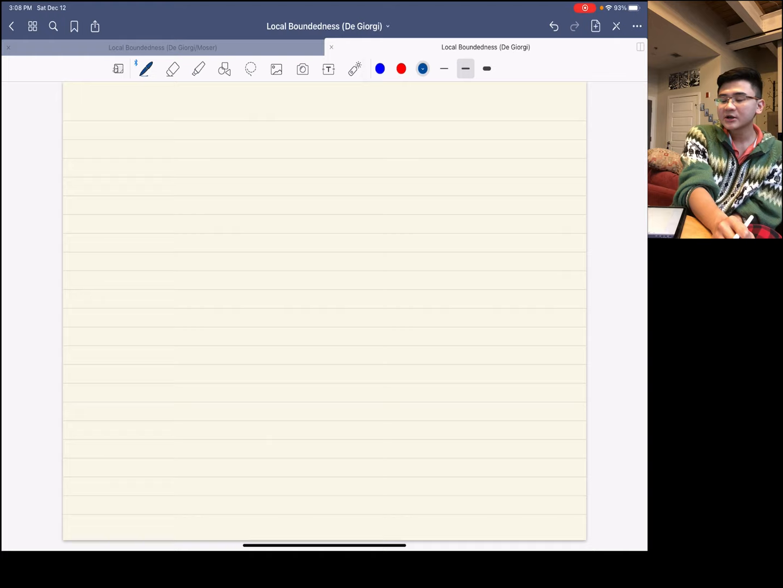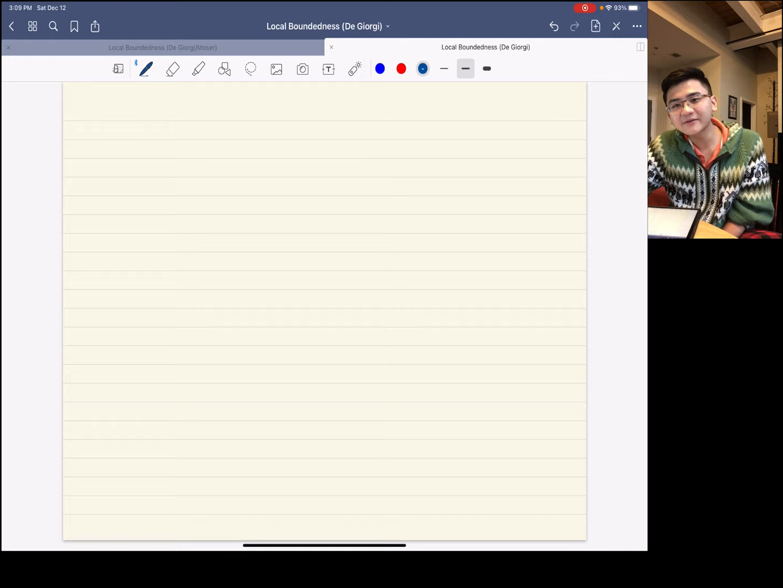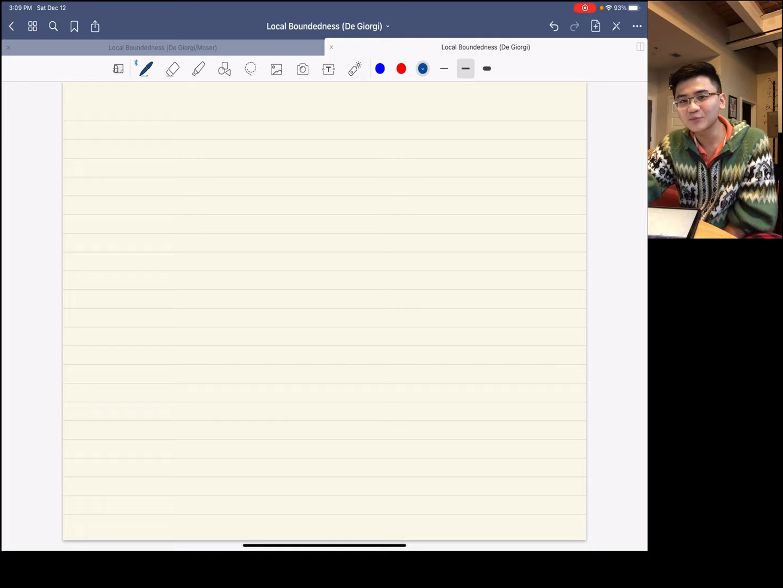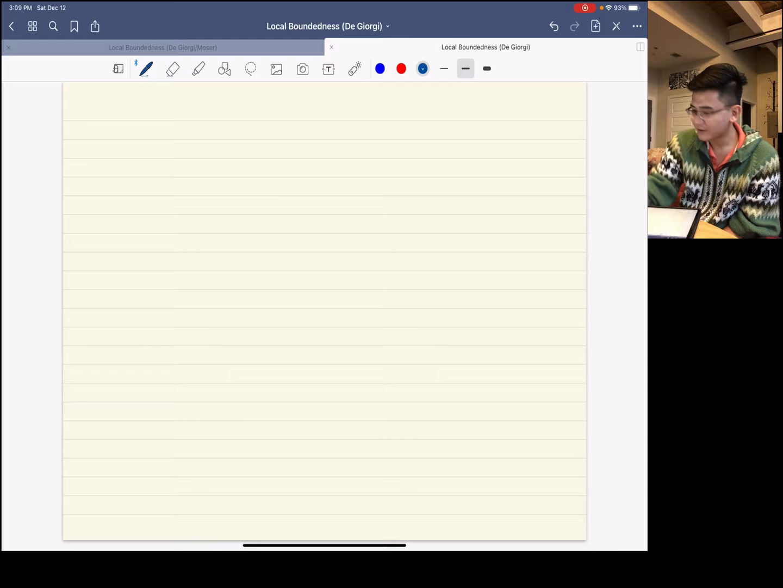I was actually skimming through Moser's approach as well, and I've seen it before and have seen it applied in different settings, but I like De Giorgi's approach better. It just feels more natural to me. So we'll see if we're going to look into Moser's approach. Depends on my mood. So okay, let's start.